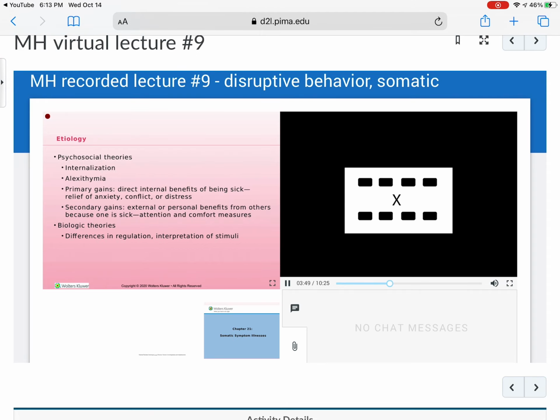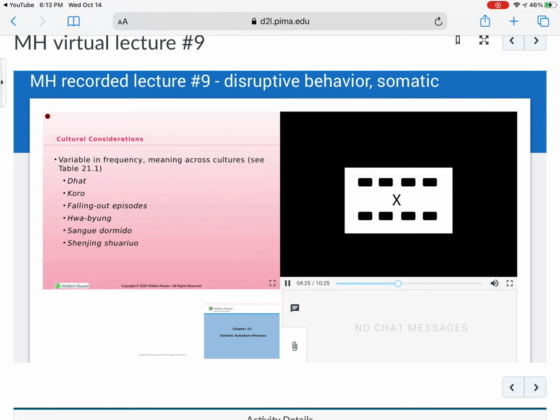So theories: internalization, alexithymia, and the primary goals are to gain secondary benefits from being ill. It's to relieve their anxiety, their conflict, or their distress. Oftentimes, think about when you were a child, maybe, and you were homesick. My kids, I always went out and bought them ice cream and popsicles, and they got to play the Xbox. So they got a lot of secondary gain from being sick. All right, biological theories say that there may be a difference in regulation in the interpretation of stimuli.